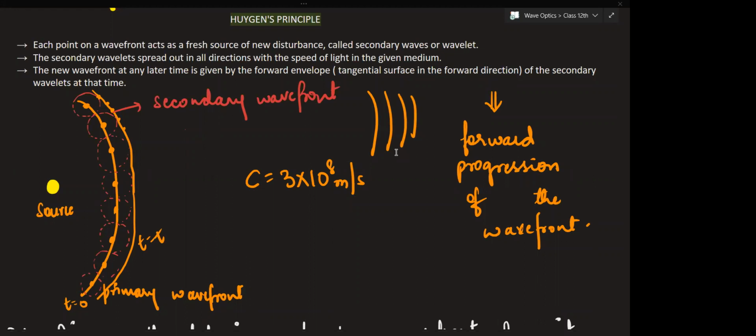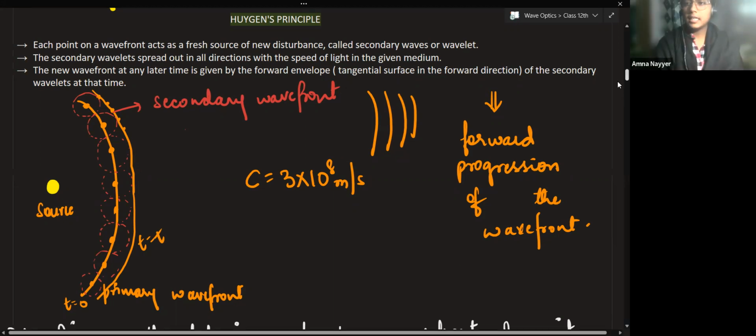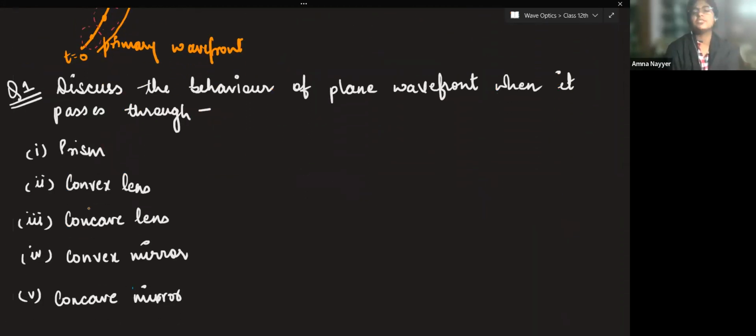All right. Let's practice the question which I was referring. See, in this, how the questions come, basically, these are fixed questions that come. All the parts I've already mentioned. Discuss the behavior of plane wavefront when it passes through prism, convex lens, concave lens, convex mirror, concave mirror. All these mirrors, lenses, prisms, you have completed already. Now, for the first part, that is discuss the behavior of a plane wavefront when it passes through prism.